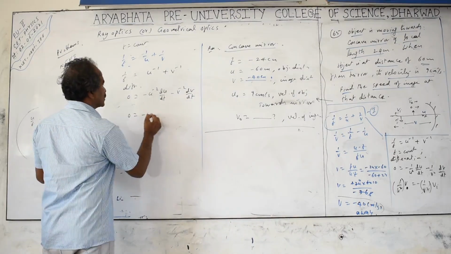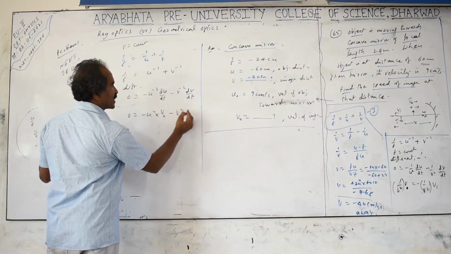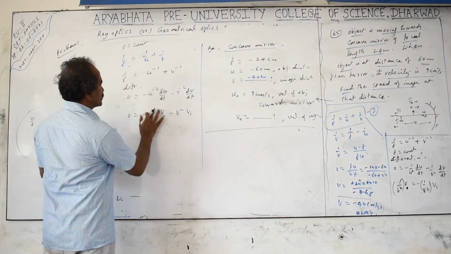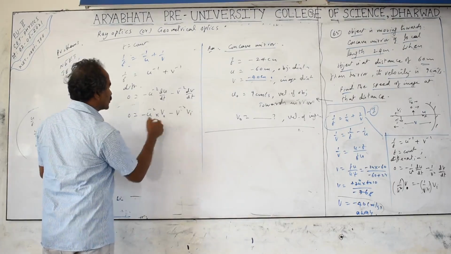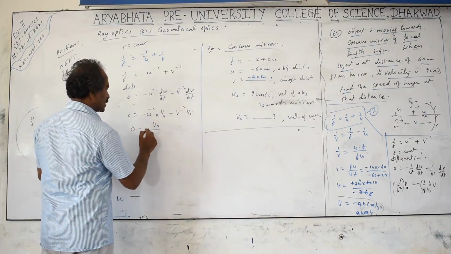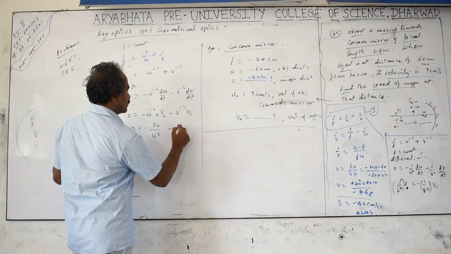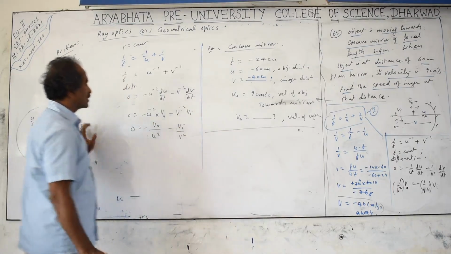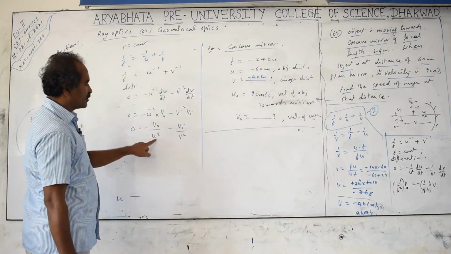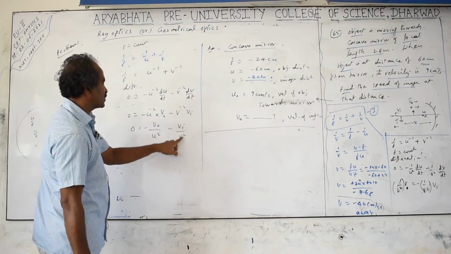0 equals minus u square into the velocity of u, meaning the object, minus v square into the velocity of the image. This minus 2, take it to the numerator. This becomes VO by u square equals minus VI by v square: the velocity of the object by the object distance square, minus the velocity of the image by the image distance square. You can take the minus out common also if required.